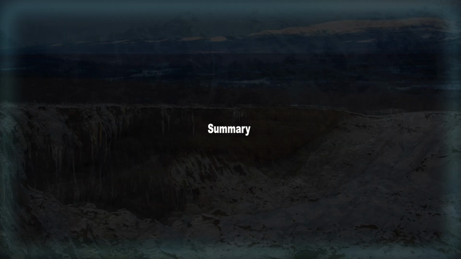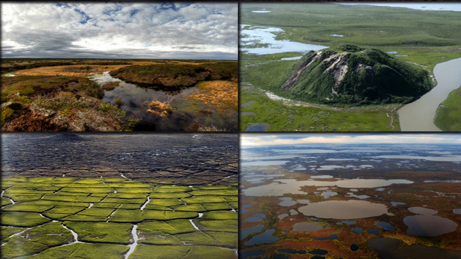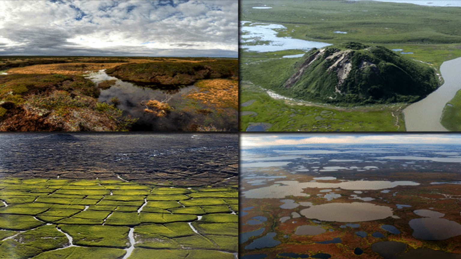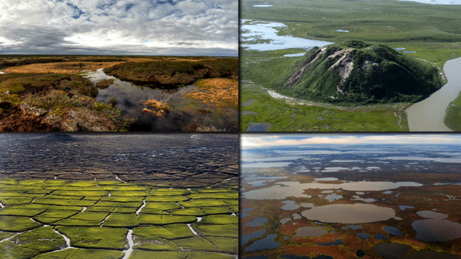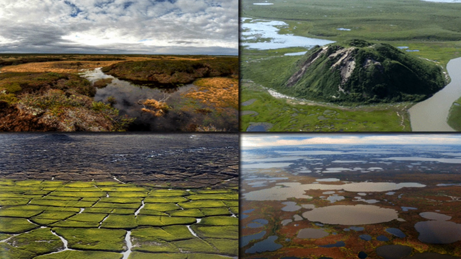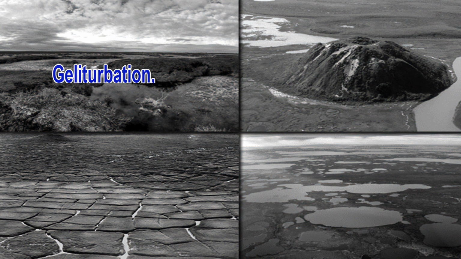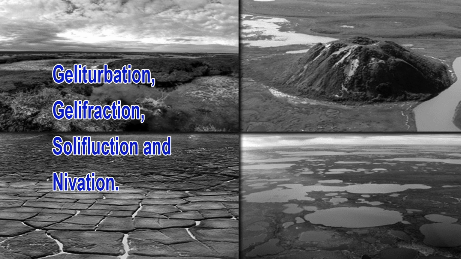Summary. The periglacial landscape is characterized by extreme frost action and the existence of permafrost, which results in unique processes such as gelifluction, cryoturbation, solifluction and nivation, etc.